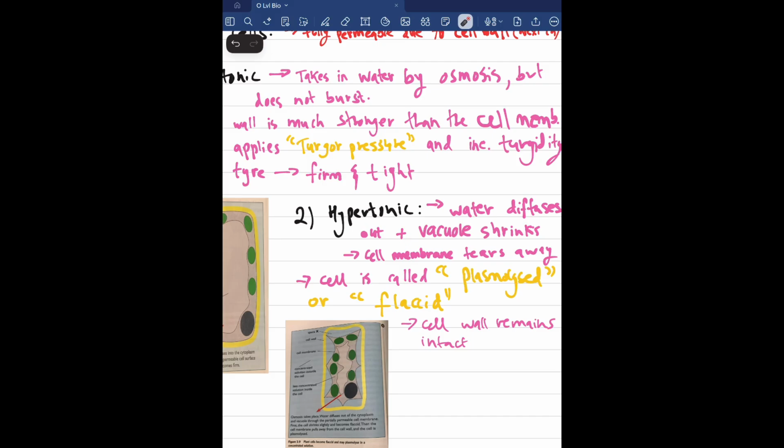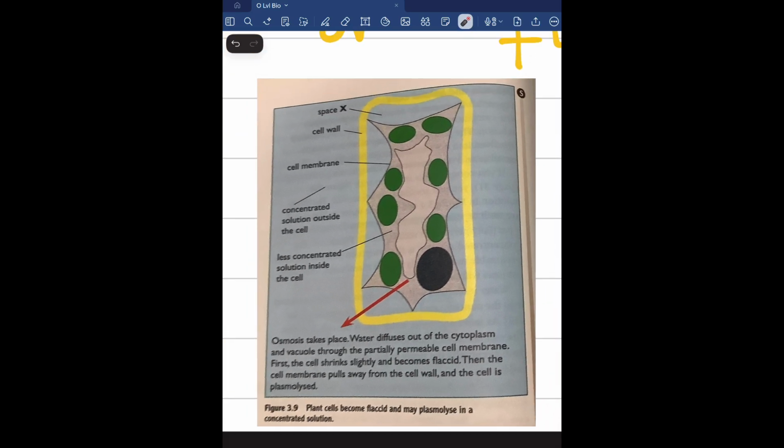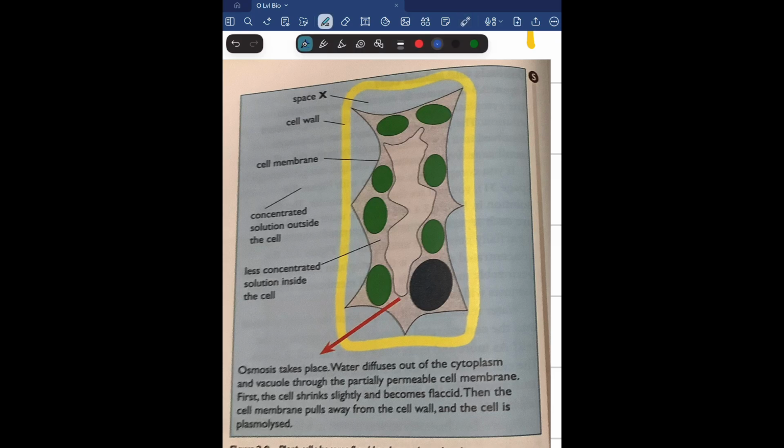So the cell would be plasmolysed or flaccid, whatever you want to call it, and the cell wall, however, would remain intact. Let's learn what's happening here, right? Basically, water is out because it is a hypertonic solution, because this place had less water as compared to this place, right? So now what would happen is, this is the cell membrane. The cell membrane would shrink, just like an animal cell.